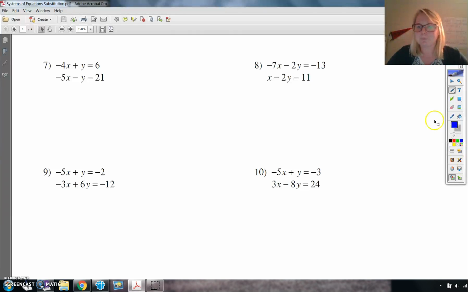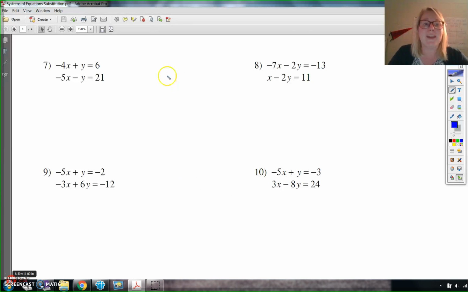So for number 7, I need to solve for one variable. Now, because my x's have coefficients, if I solve for them, I'm going to have to divide, right? So I want to solve for one of these y's. Which y do I want to solve for? I want to solve for a positive y, because if I solve for the negative y, then I have to divide by negative 1, well, all this stuff, right? So let's solve for the positive y.